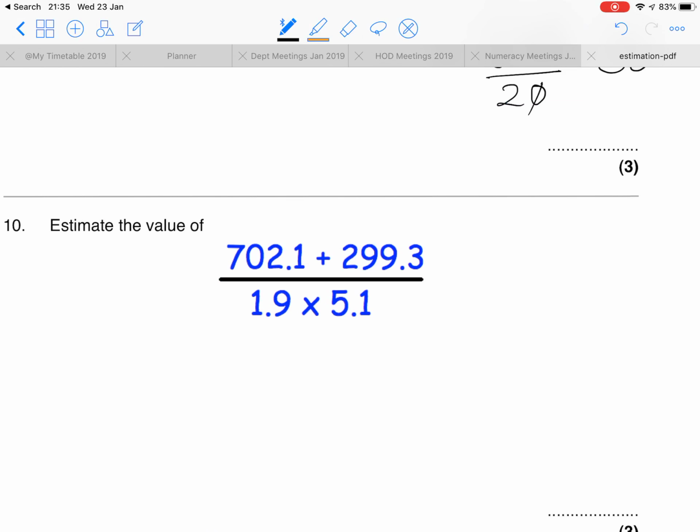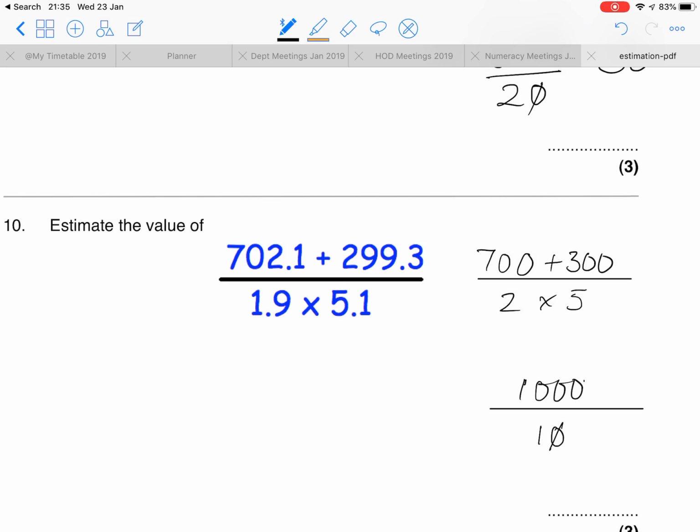At any point here, you should be pausing and getting to an answer before me to check that you know what I'm doing. 700, 300, 2 times 5. That's going to give us on the numerator 1000 divided by 10, 100 shared by 1.